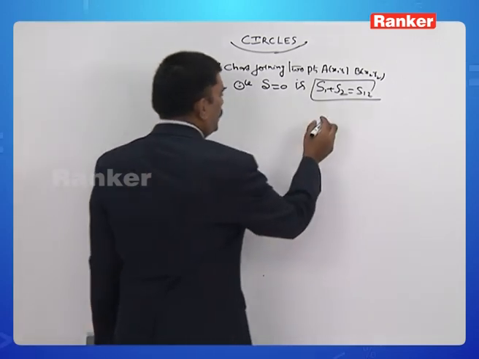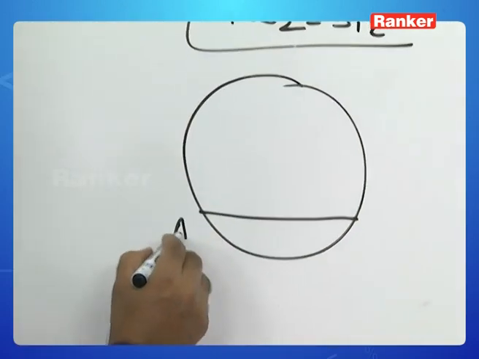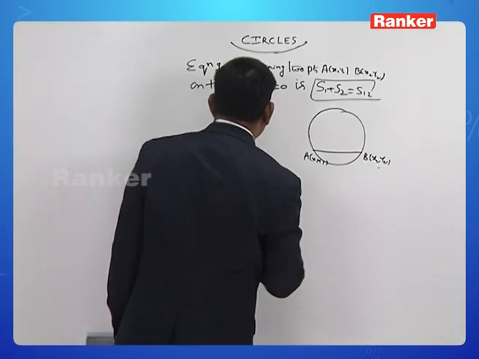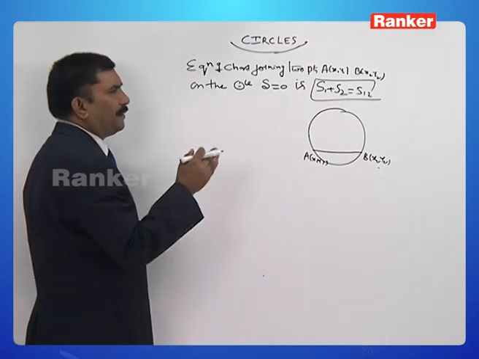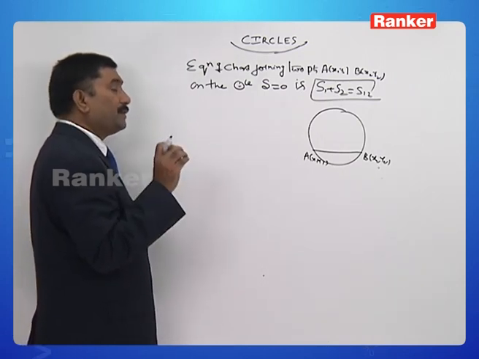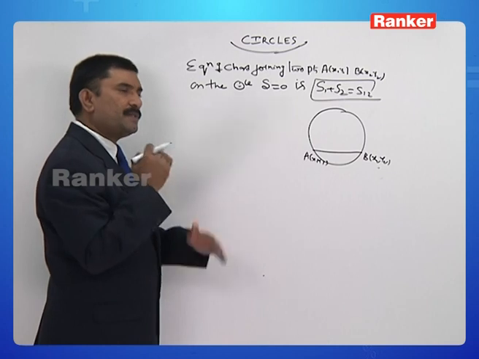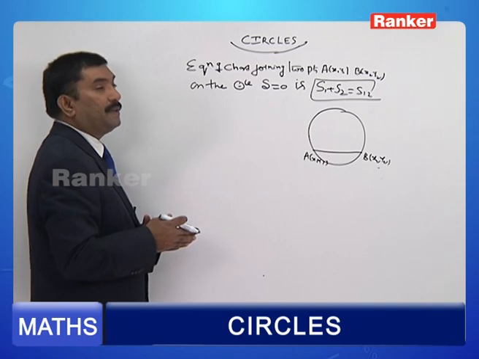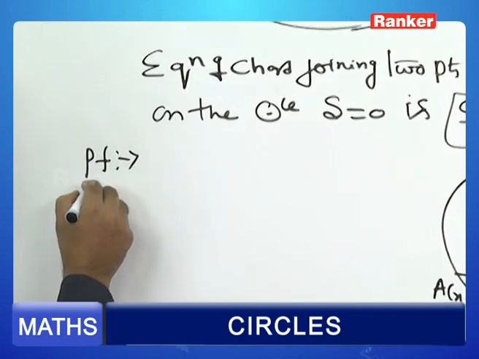Say for example, this is a line. This is A of x1 comma y1, this is B of x2 comma y2. The proof of this is very simple, but the application of this theorem you can find very few times in circles, while you get very good examples in the parabola. If you are acquainted with this theorem in circles itself, you can do the problems in parabola very easily, especially at objective level. So the proof of this one is very simple.